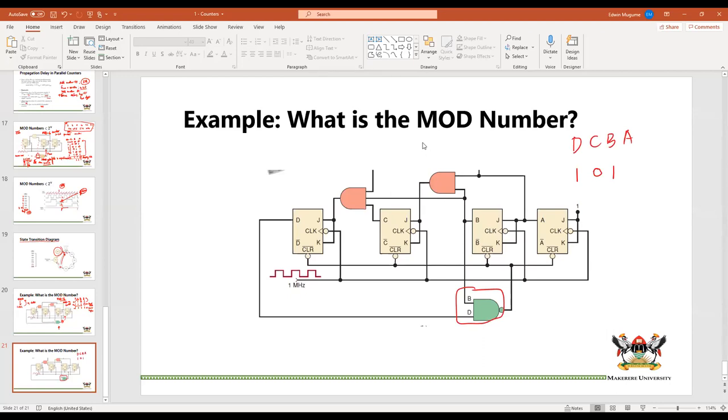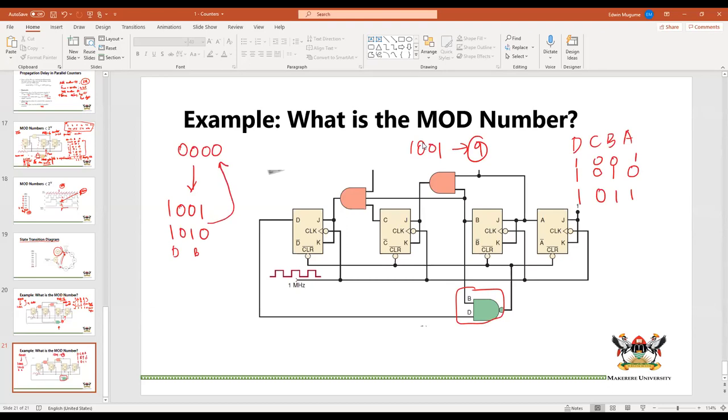And 1010 would become 1011, but before this it would be 1001. Obviously 1001 is decimal 9, so if we start from 0000 to 1001, and the next one is 1010, the moment D and B become a 1, both of them simultaneously, we are going to clear the flip-flops at this point back to that point. You'll find that these are 10 steps, and we are creating a mod 10 counter.